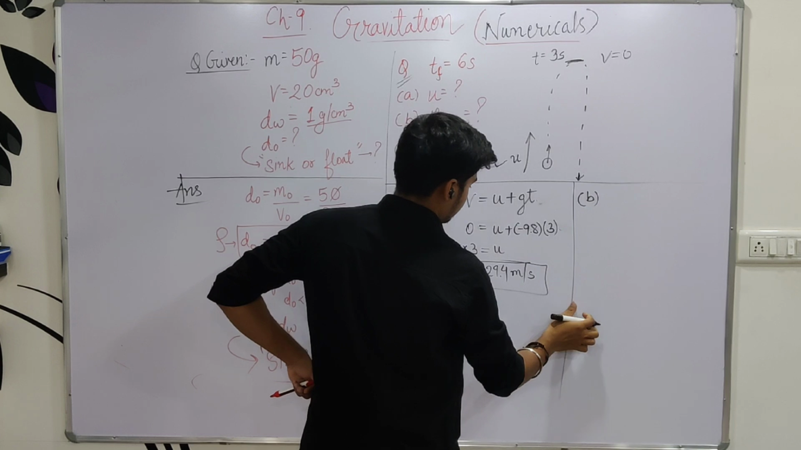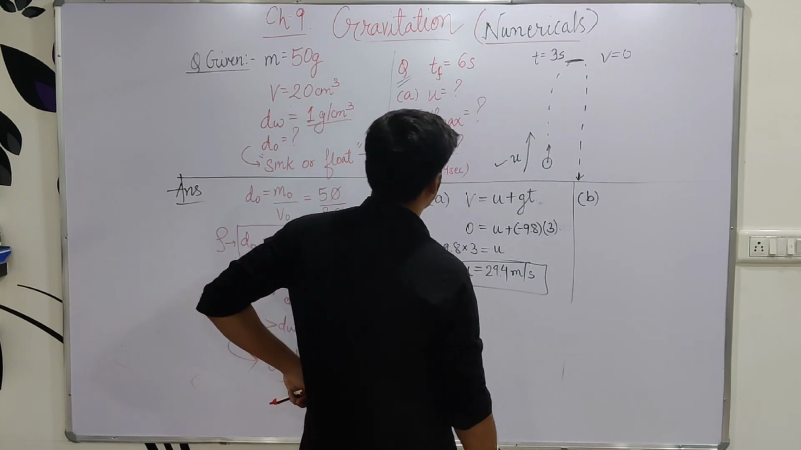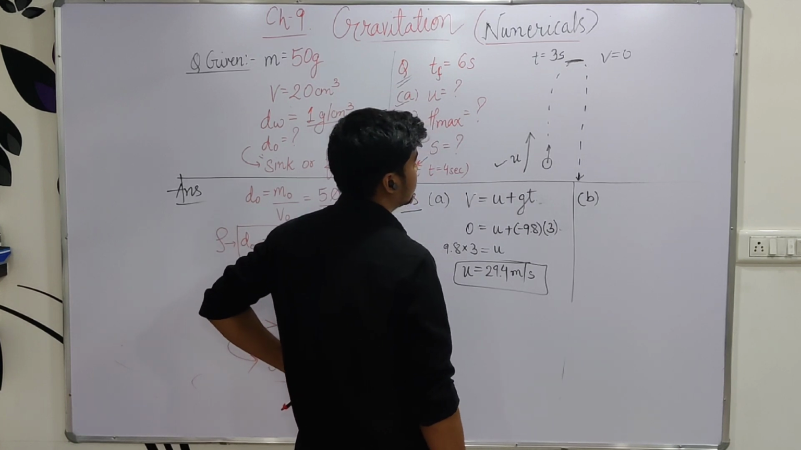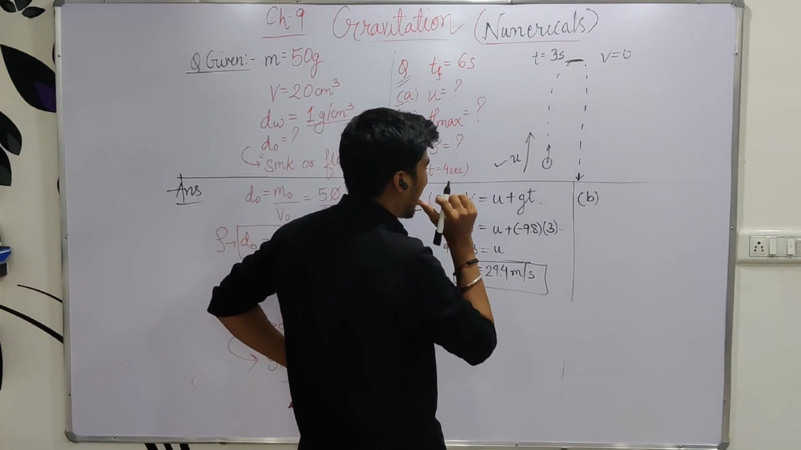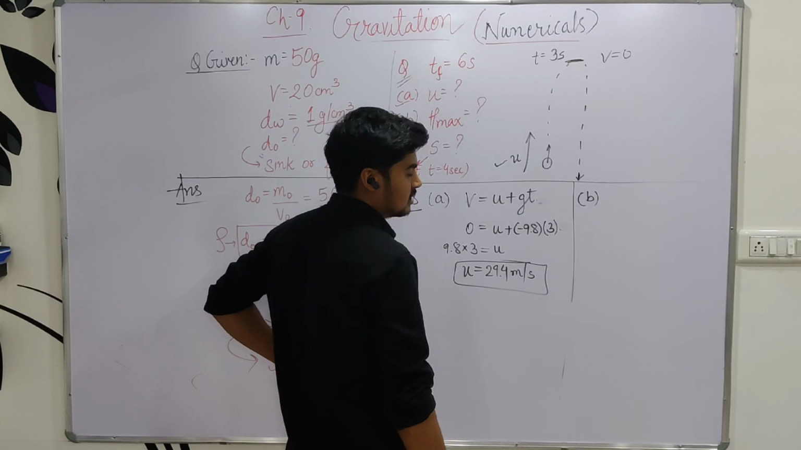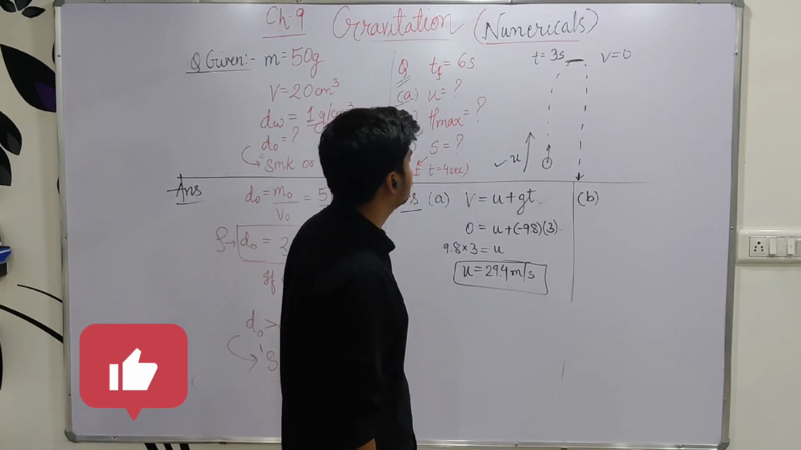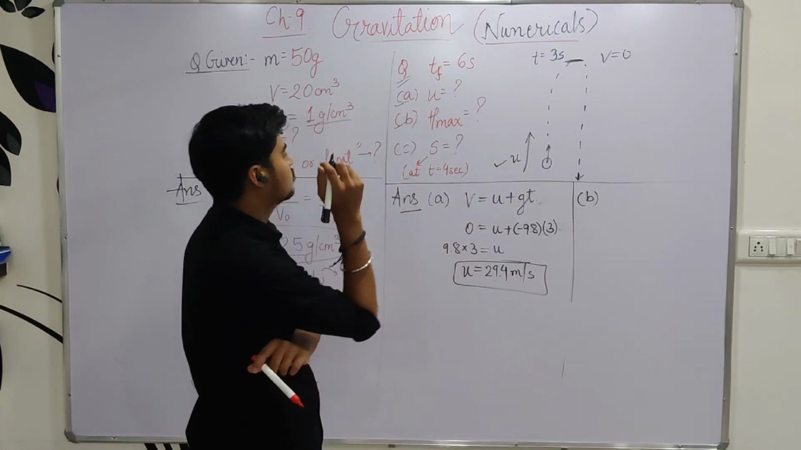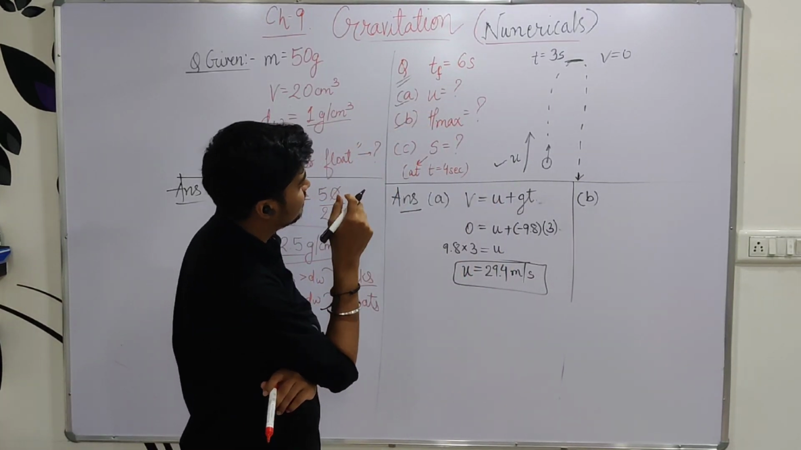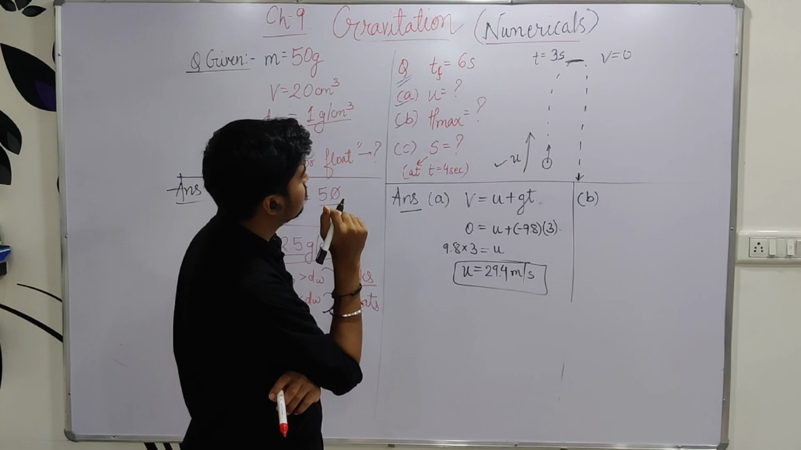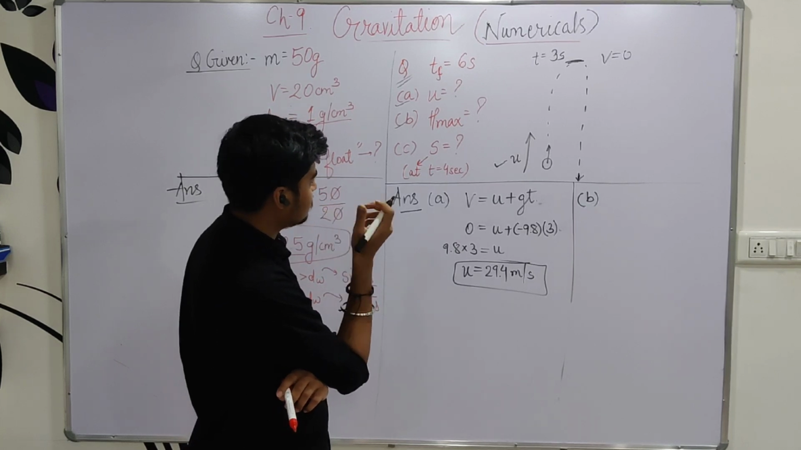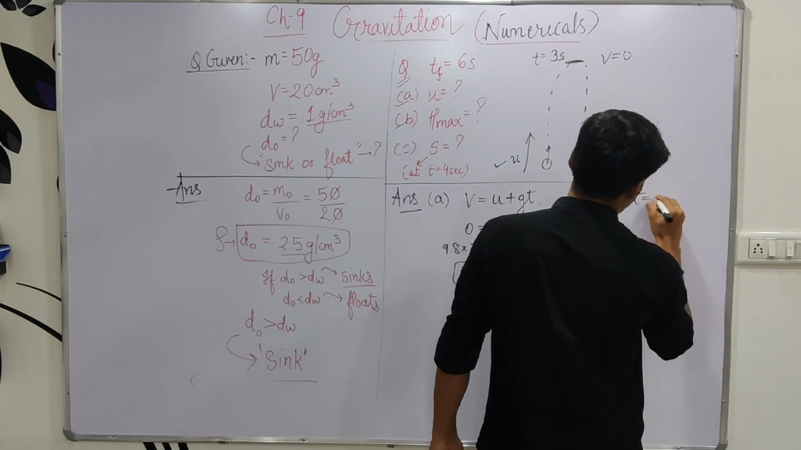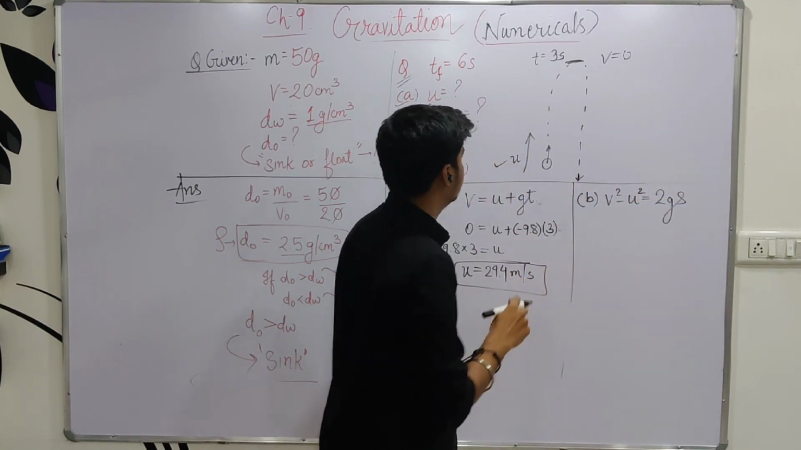Second is part B. We need to find the maximum height. When it reaches the maximum height, as you see, the velocity will be 0. And using that case only, we have calculated the initial velocity. Can we use s is equal to ut plus half at square? Yes. Can we use v square minus u square is equal to 2as? V and u are also there. That also we can use. So v square minus u square is equal to 2gs.